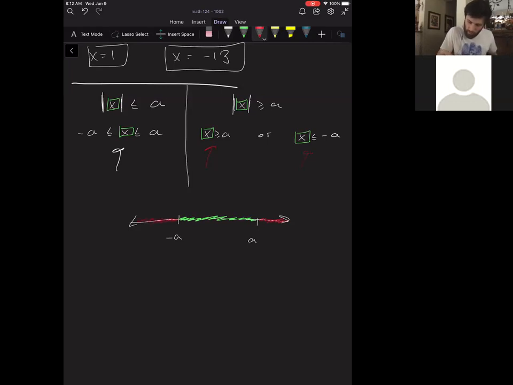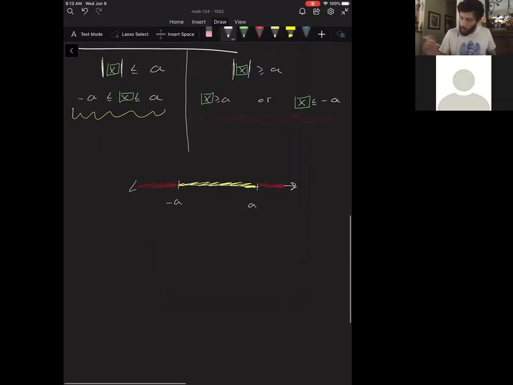Let's make this middle section yellow. This whole section over here is the yellow section, and then this will be the red section. You notice that these two things give us different things. On the right-hand side, we have the red shading, but on the left-hand side, we have the yellow shading. Okay, let's do some problems with those.